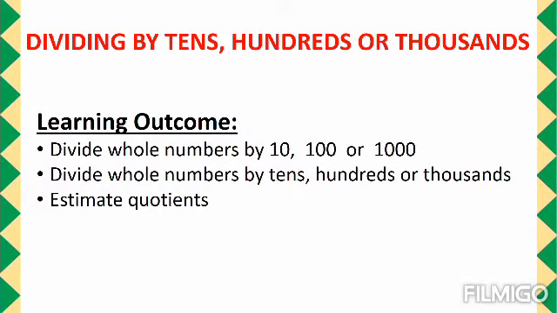Our lesson for today, class, will be all about dividing by tens, hundreds, or thousands. Before we start our discussion, I will tell you first the learning outcomes of our lesson today. The first learning outcome, class, is students should know how to divide whole numbers by 10, 100, or 1000. The second learning outcome is students should know how to divide whole numbers by tens, hundreds, or thousands. And the third and last is students should know how to estimate quotients.